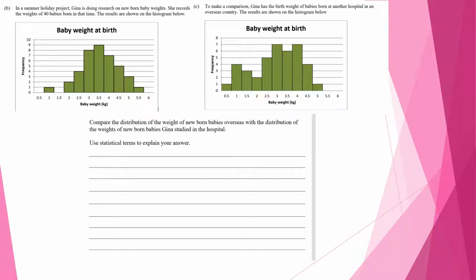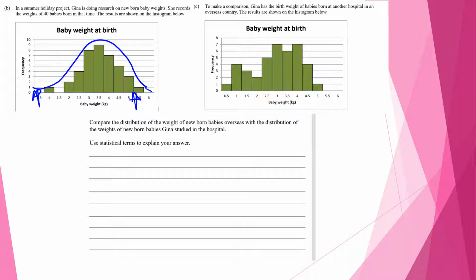Okay, in this question we're asked to compare the distributions of these two graphs for the data given. So we've got Gina's study for the ones in hospital, and as we said before, that essentially is a normal distribution because they were symmetrical about the mean. It was unimodal, and only a few of the data were at either end.